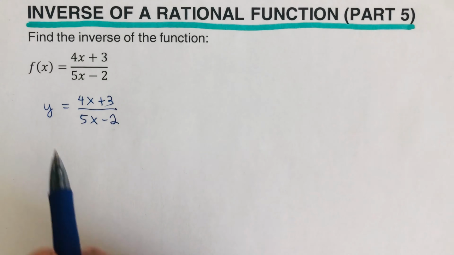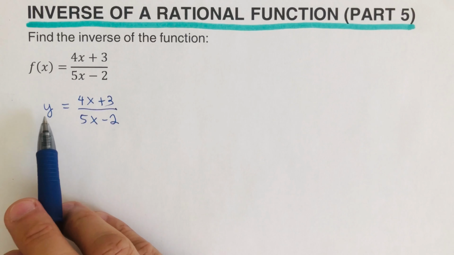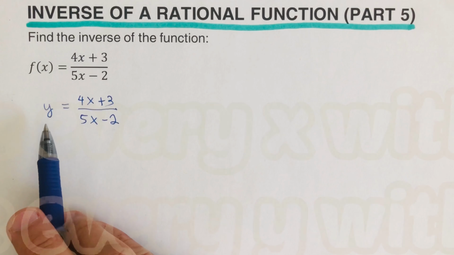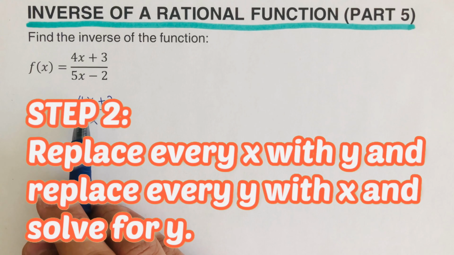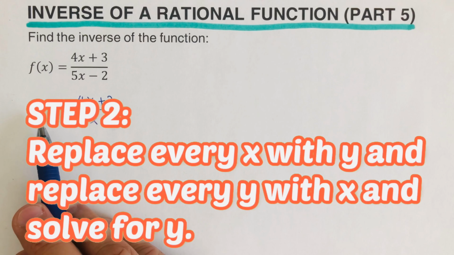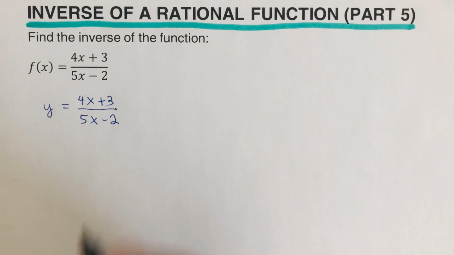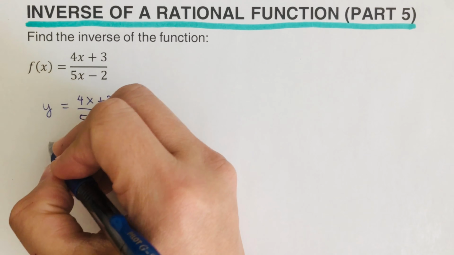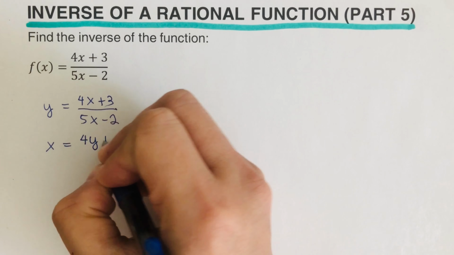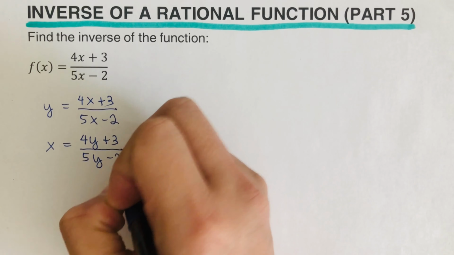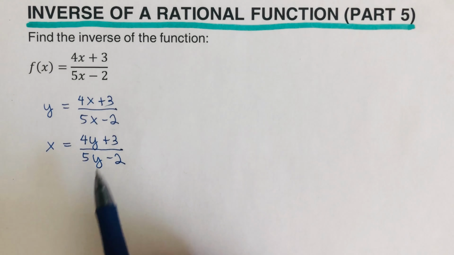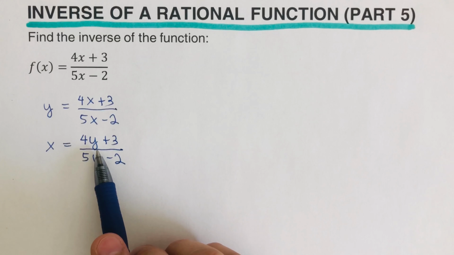Okay, so once we've set it up, we've changed the f of x to y. That's the first step. The second step is to replace every x with y and replace every y with x and solve for y. So in this case, this y will become an x and these two x's will become a y. So I can rewrite it this way. Okay, so we are going to isolate y by itself. That's part of the second step.